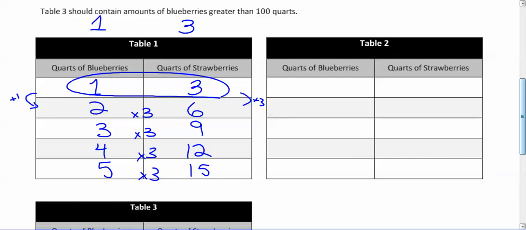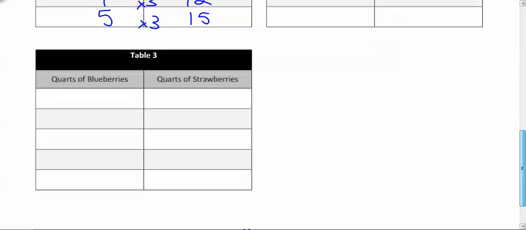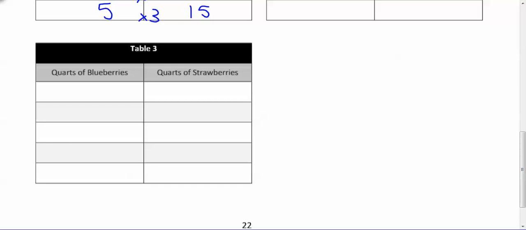So let's say, does this apply to, if we have a bigger amount? So this ratio table, again, is based off that same recipe of 1 to 3. Let's say we had 10 quarts of blueberries. How many quarts of strawberries would we need, Paula? 30. 30, very good.